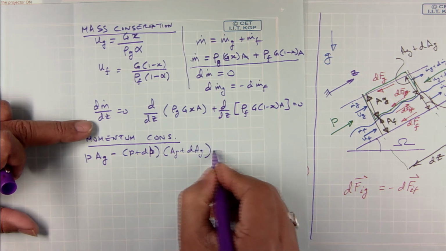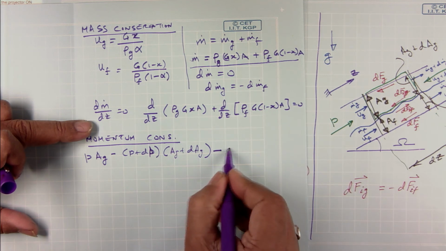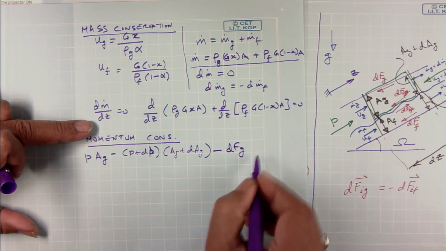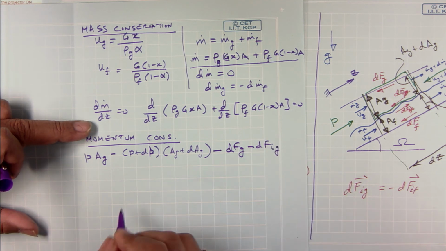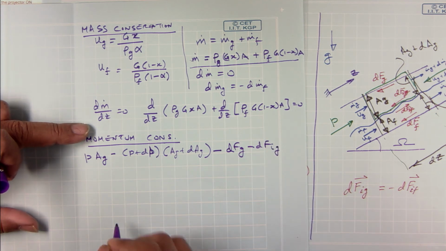Okay, and then what else? I have a dF_g that is in the negative dz direction, and then I have a negative dF_Ig at the interface. Okay, anything else?